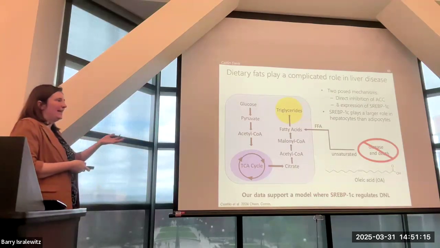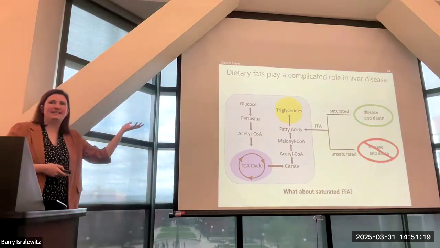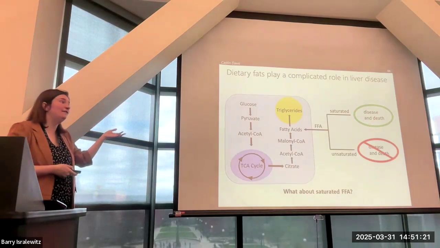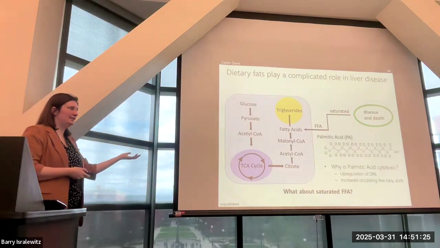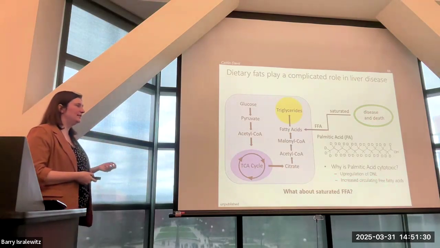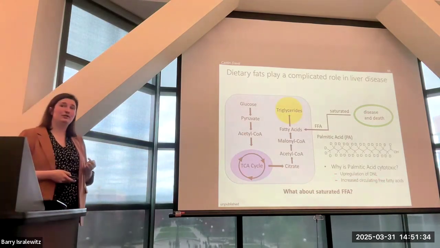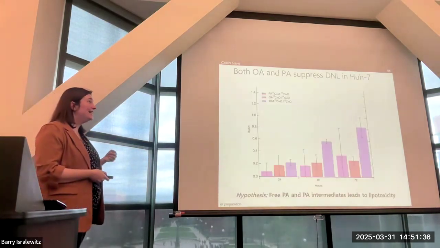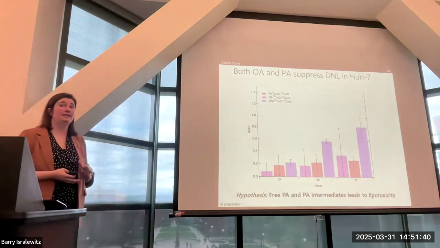Now, this might not be as exciting as our saturated free fatty acids. So why are these promoting disease and death, right? We can do the same kind of thing using deuterated palmitic acid. So why is palmitic acid toxic to cells? Is it upregulation of de novo lipogenesis? Is it increased circulating free fatty acids? Well, if we reproduce the same study I just showed you with palmitic acid, we see that like oleic acid, palmitic acid is suppressing de novo lipogenesis.